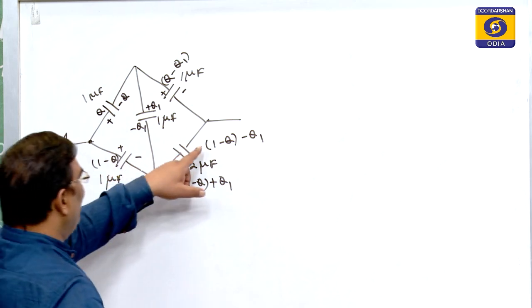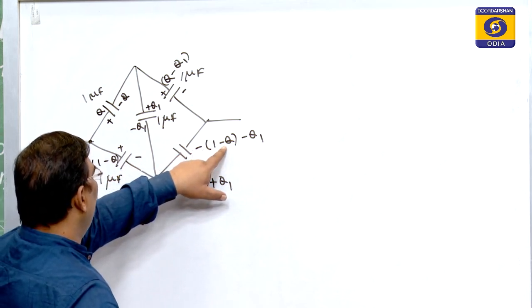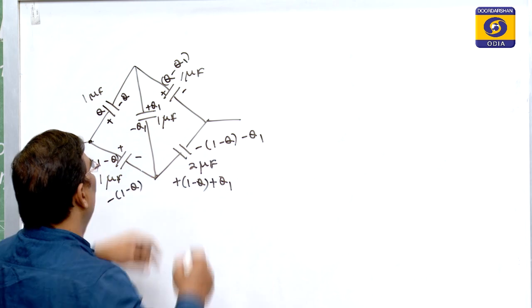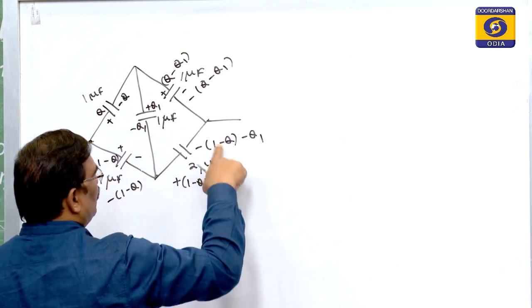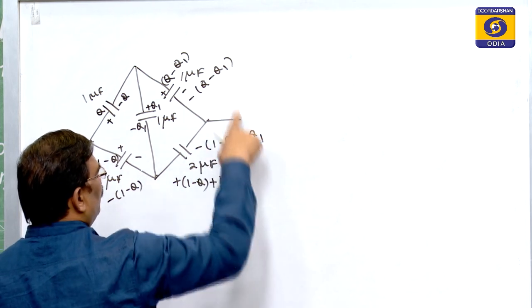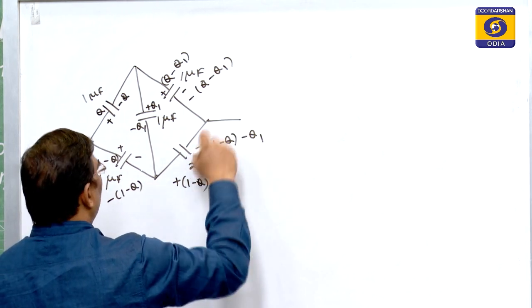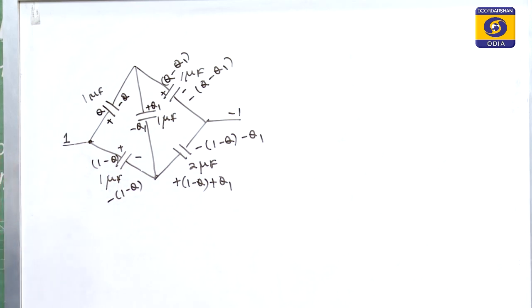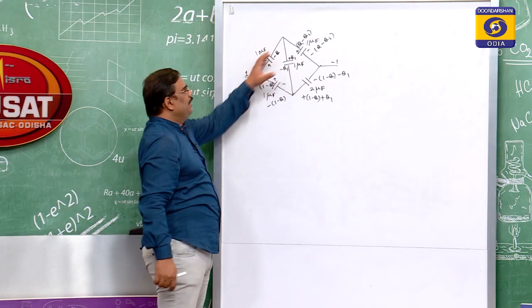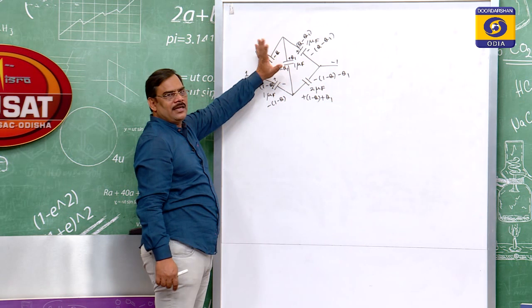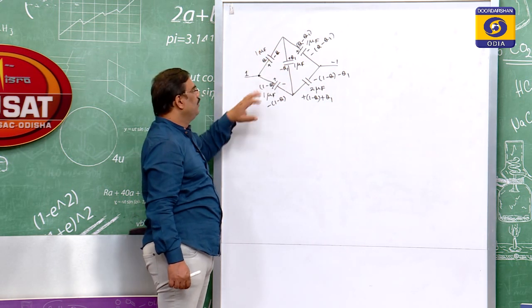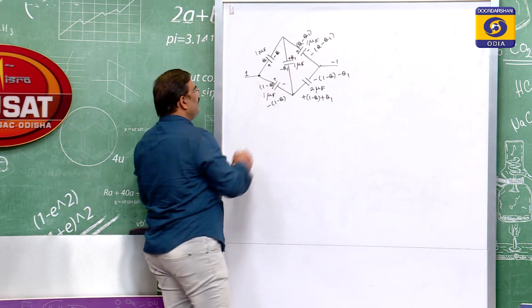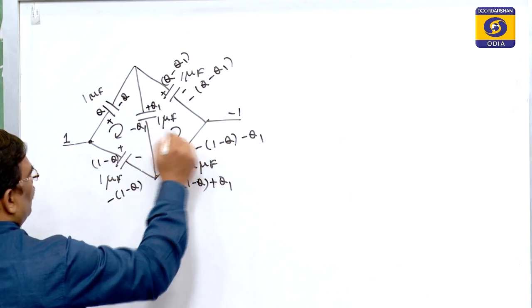Now, minus of 1 minus Q. So, this is minus of Q minus Q1. So, minus Q plus Q is 0, plus Q1 minus Q1 is 0. So, this is minus 1. So, in this fashion we can develop charges, just like summation I equal to 0, summation Q equal to 0 at any junction. So, now we can apply Kirchhoff's law to the networks.